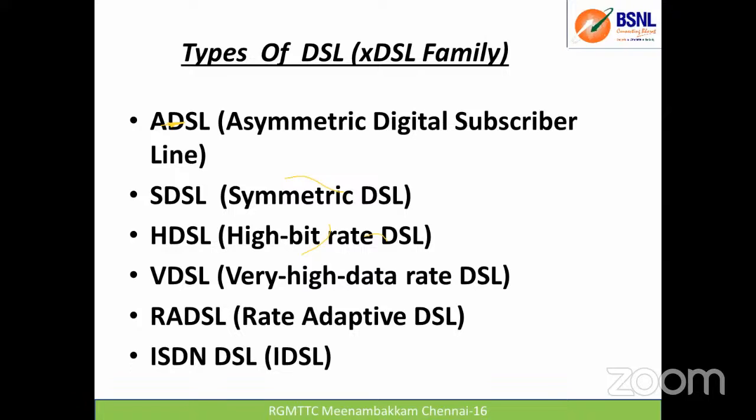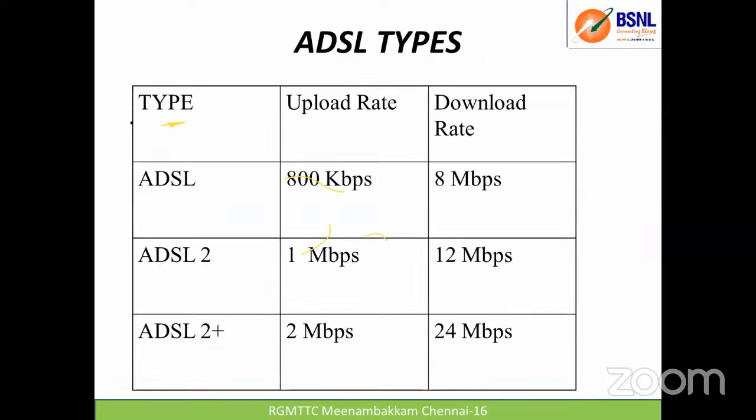Depending upon their requirement, individual home customers usually purchase ADSL, that is, an ADSL modem, asymmetric digital subscriber line. These are some of the upload and download rates of the modems. For ADSL 1, the upload rate is 800 kbps and the download rate is 8 mbps. For ADSL 2, the upload rate is 1 mbps and the download rate is 12 mbps. In case of ADSL 2 plus, the upload rate is 2 mbps and the download rate is 24 mbps.